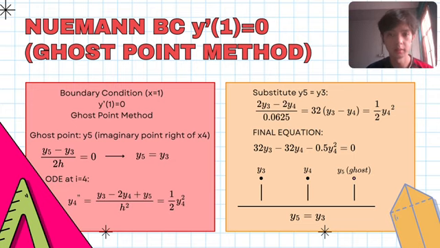The ghost point method elegantly turns a boundary condition into an equation that fits our system. Both boundary equations are now ready, together with the interior equations from earlier. We have a nonlinear system for all 5 unknowns.